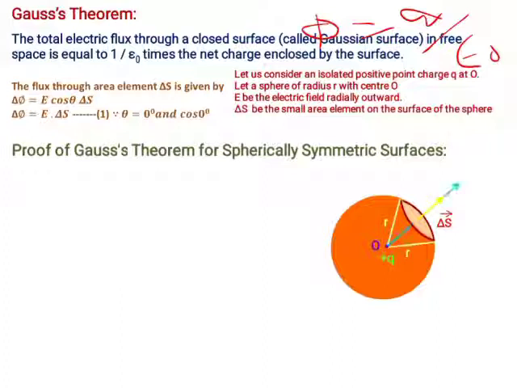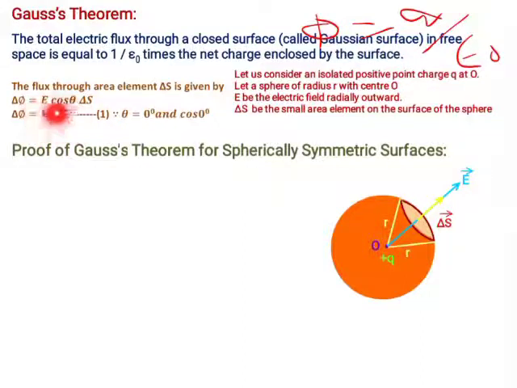Okay, then where is the electric field? Definitely electric field line is always moving from positive charge to infinity. It is always outward. The direction of electric field is outward due to this charge. So this electric field is also a vector quantity. The flux through area element delta s is given by delta phi is equal to E cos theta delta s, which we discussed already in the previous slide. Then delta phi is equal to E dot delta s.